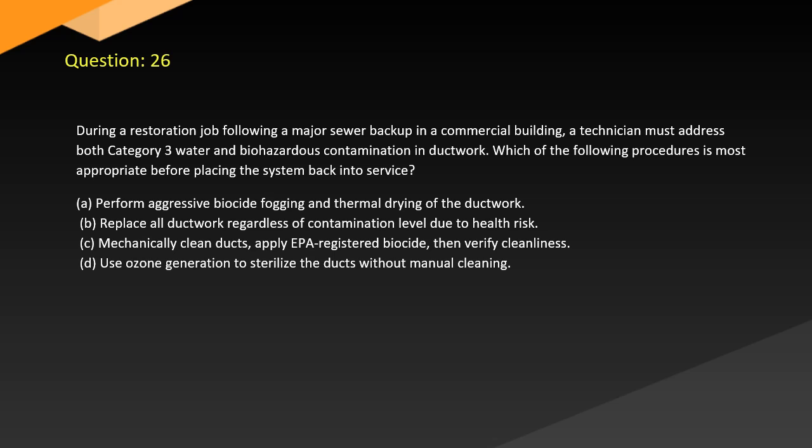Question 26. During a restoration job following a major sewer backup in a commercial building, a technician must address both Category 3 water and biohazardous contamination in ductwork. Which of the following procedures is most appropriate before placing the system back into service? A. Perform aggressive biocide fogging and thermal drying of the ductwork. B. Replace all ductwork regardless of contamination level due to health risk. C. Mechanically clean ducts, apply EPA-registered biocide, and verify cleanliness. D. Use ozone generation to sterilize the ducts without manual cleaning.